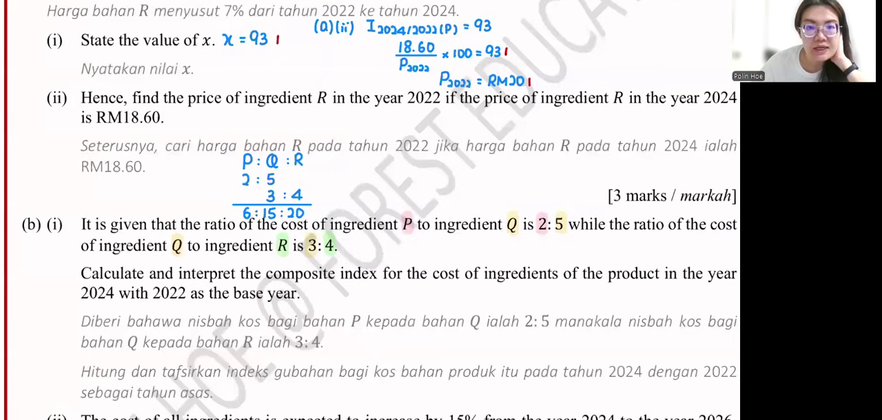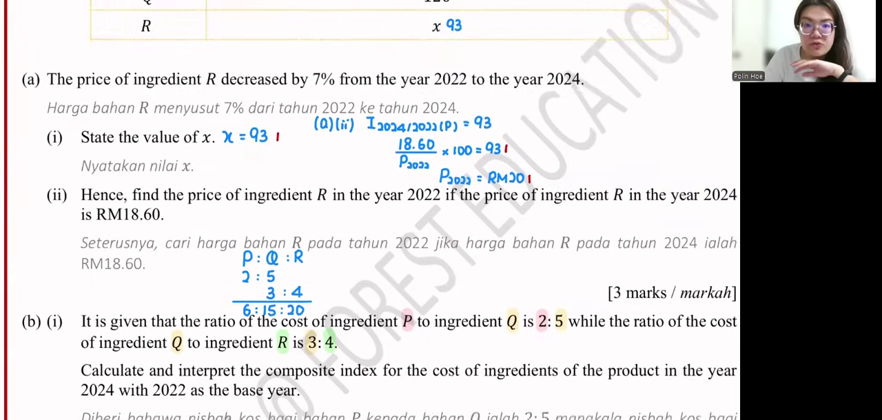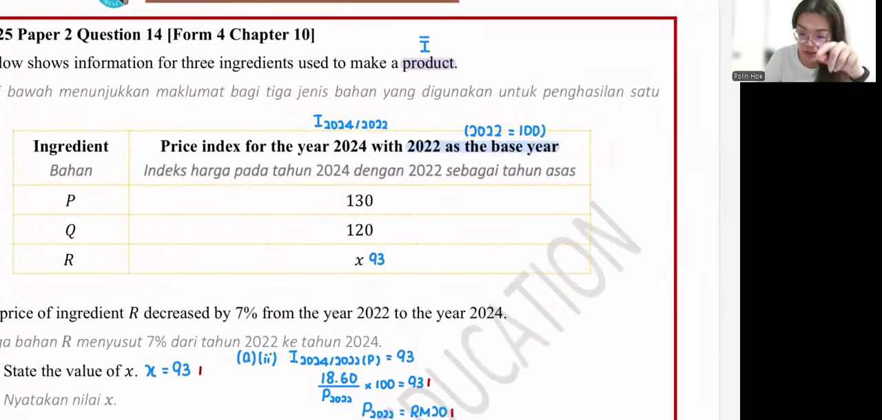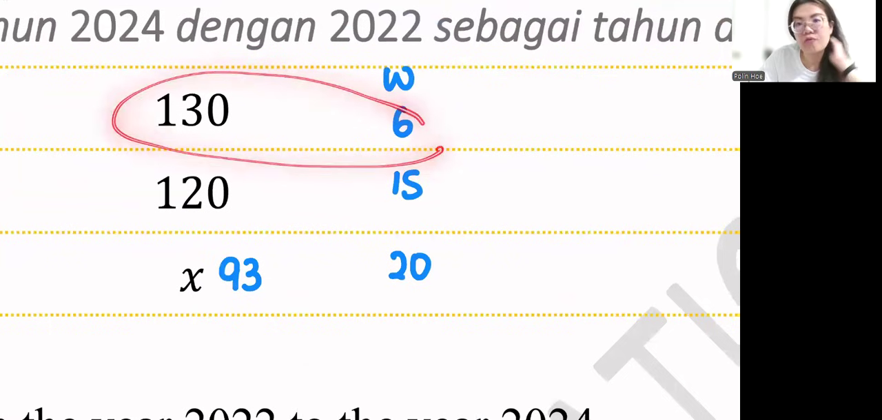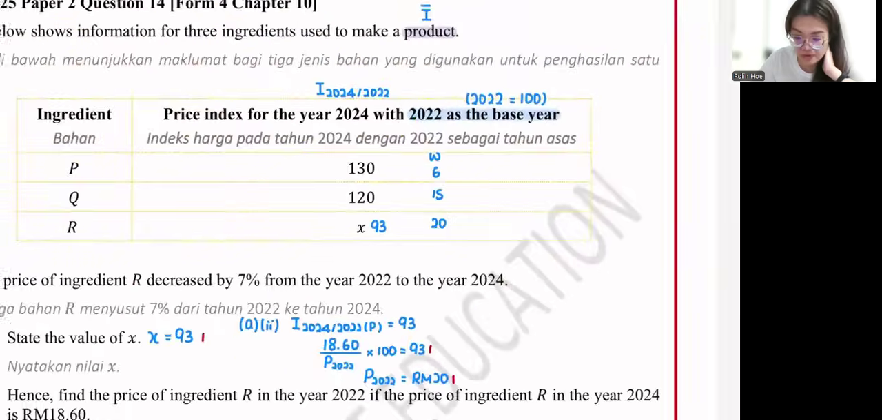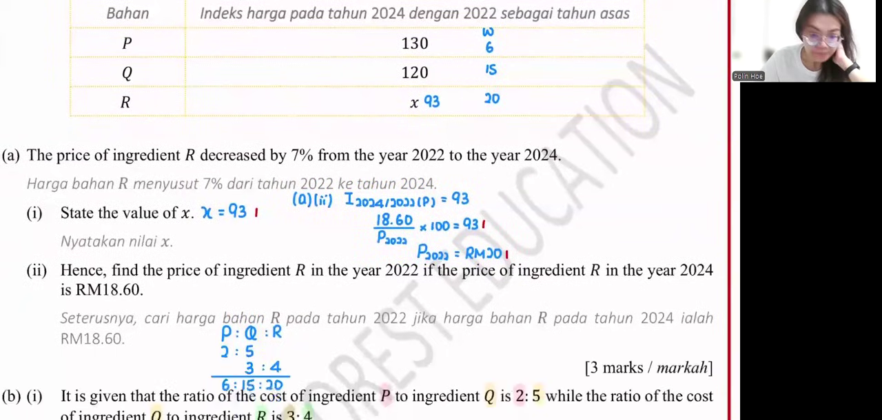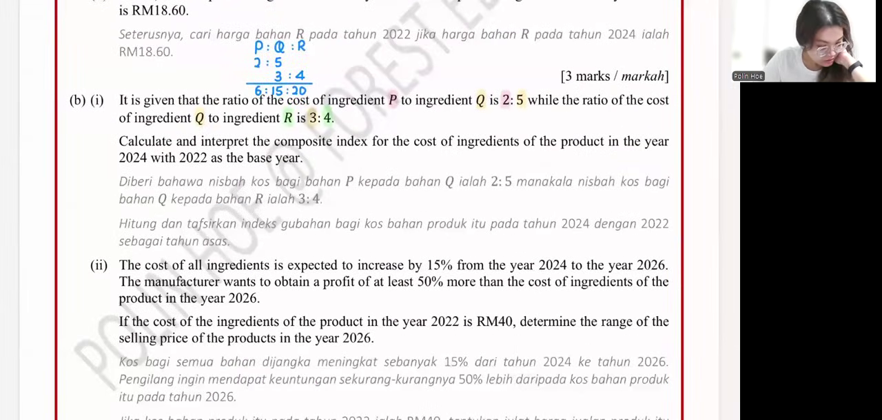Calculate the composite index for the cost of ingredients in 2024 based on 2022. Can I move up? I move up a bit. I just want to share with you. This is I, and W. W is the weightage, which is the ratio. The ratio is W. 6, 15, and 20. Summation of IW over summation of W. So how are we going to write? They give 3 marks.